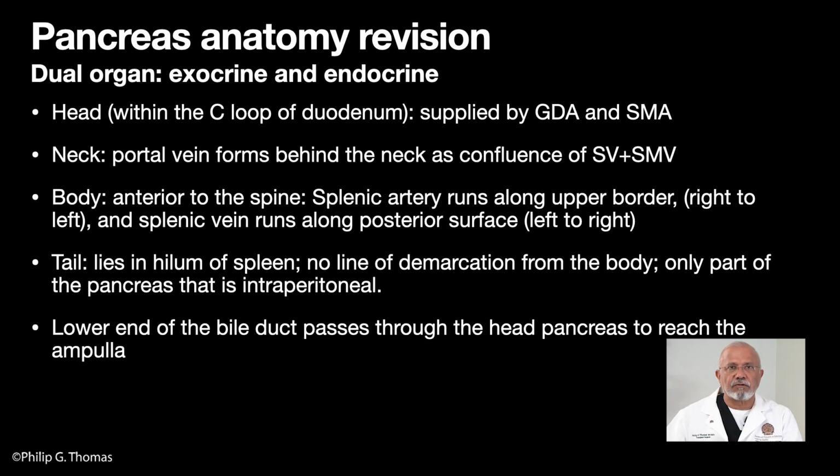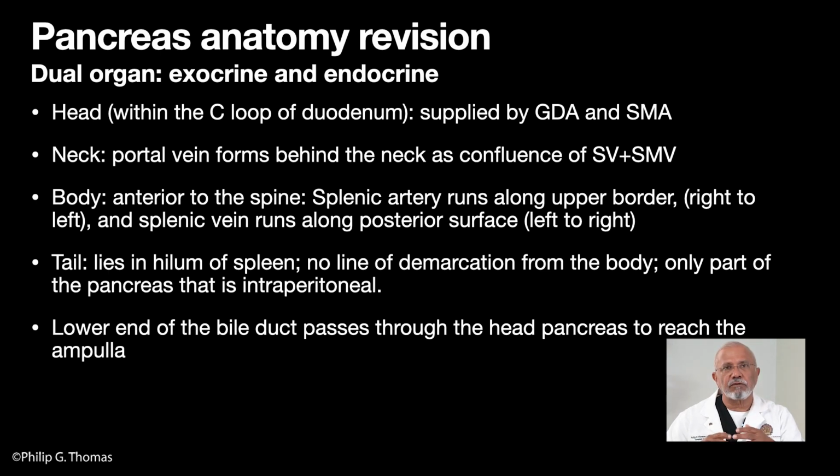You have the head of the pancreas, which is seated within the loop, or so-called C loop of the duodenum. The head of the pancreas is supplied from above by the gastroduodenal artery and from below by the superior mesenteric artery. After the head, you have the neck of the pancreas as you move from right to left. The neck is a very clear structure because you can see the formation of the portal vein behind the neck of the pancreas. You can sometimes see the confluence of the splenic vein and the superior mesenteric vein, which join to form the portal vein behind the neck of the pancreas.